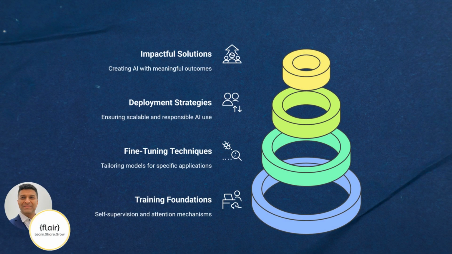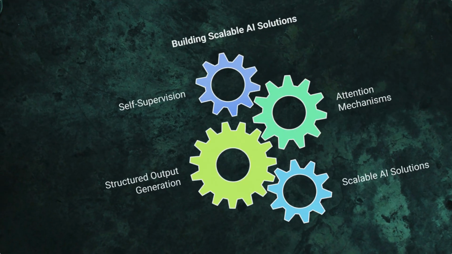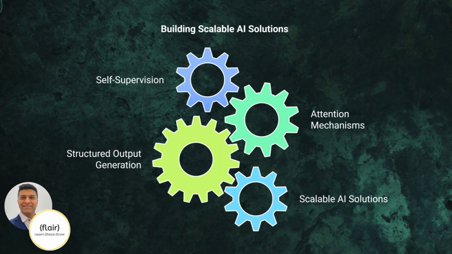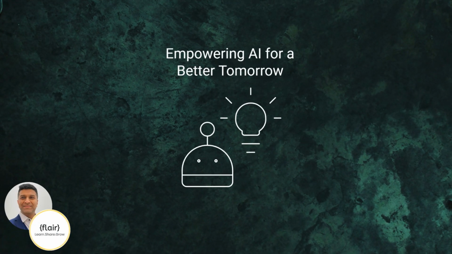Foundation models are shaping the future of AI, but their success depends on how we train, fine-tune, and deploy them. By understanding key concepts like self-supervision, attention mechanisms, and structured output generation, we can build AI solutions that are scalable, responsible, and impactful. Stay tuned for Chapter 3 insights in the next session. Let's navigate this AI transformation together.